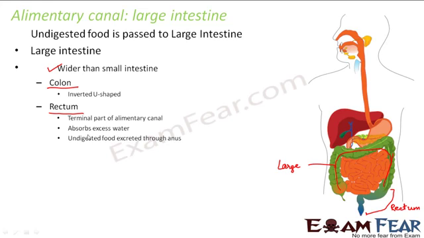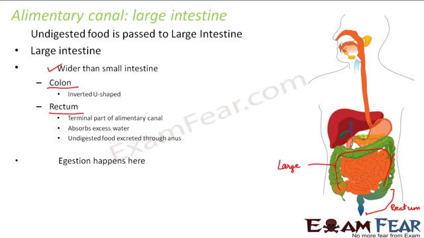It absorbs excess water, and undigested food is excreted through the anus. So whatever amount of water is present in that undigested food, too much of water is absorbed by the rectum and the remaining food is excreted out as solid. So that is how the undigested food is passed to the external environment through the large intestine. Clear? I hope that the entire process of nutrition in the case of human beings is now clear to you. Okay. So what process happens here?